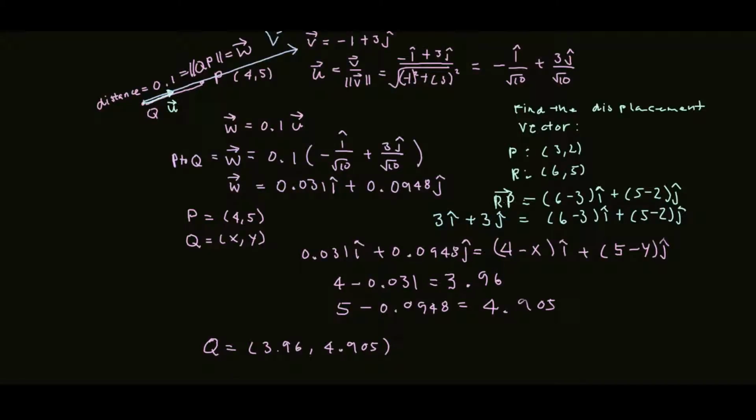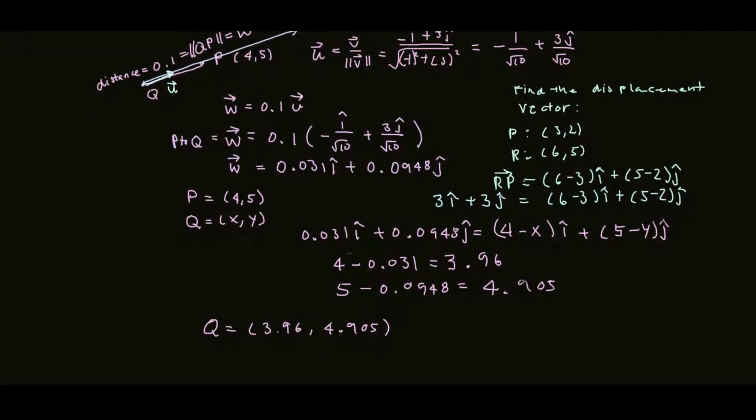Okay, nevertheless, R to P, because final minus initial, we have this vector. Okay, so we have this, right? 6 minus 3, 5 minus 2 will give us J. And then we know that the PQ will be 3I plus 3J, because 5 minus 2 will give us 3J, 6 minus 3 will give us 3I. So I wrote it in this form for us to compare to how we can find X and Y, which is the point Q.